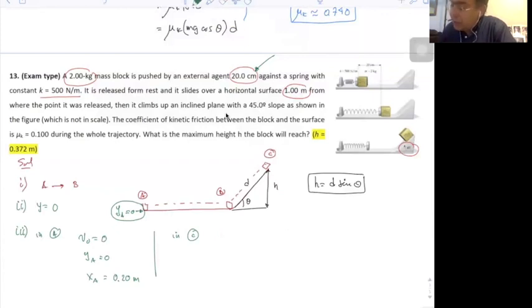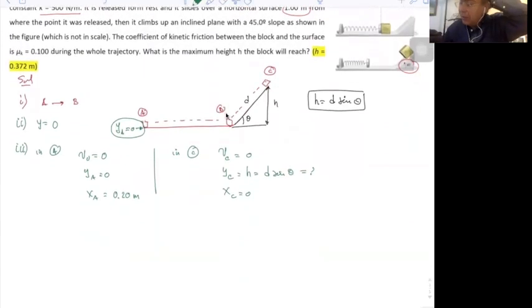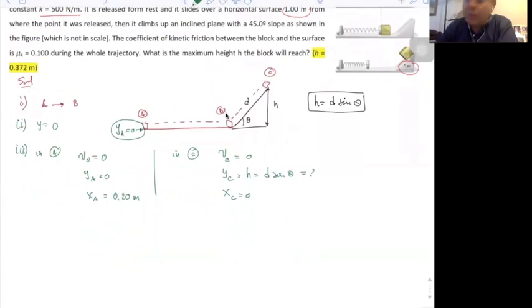The final velocity is going to be 0 because it comes to rest. The final height, at C, is going to be d sine theta, which we don't know. And the final compression of the spring at the very end is going to be 0. We may have as well another spring up there in the incline, but that is not important. And believe me, we are almost done with this problem.